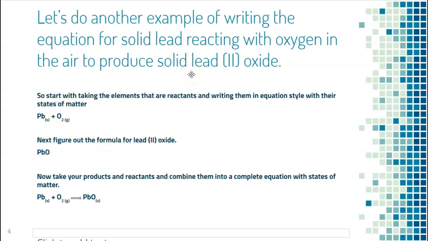Okay, lead(II) means it has a charge of +2. Oxygen has a charge of -2. Oh, that's nice. They go together evenly, so it's PbO. So there's our product. And now if we put it all together, solid lead plus oxygen gas yields or produces lead(II) oxide, and that's solid. There we go. All right, so now we have officially written that chemical equation.